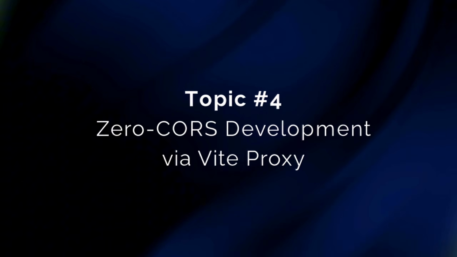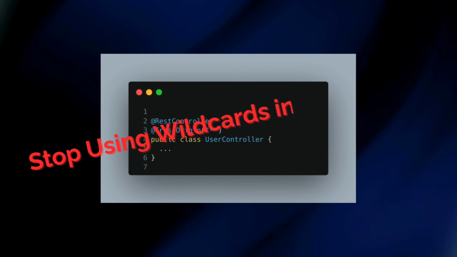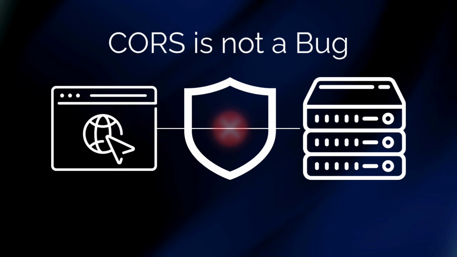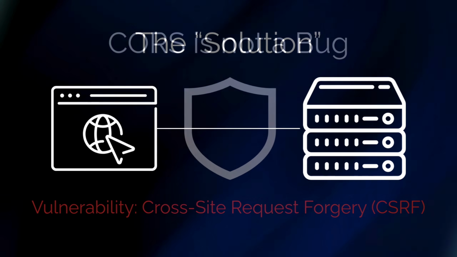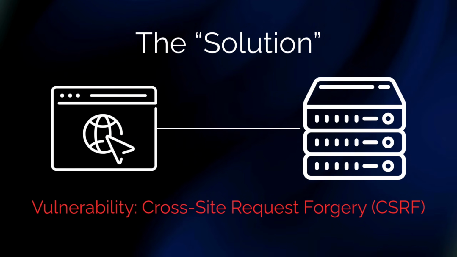If I see one more @CrossOrigin star in a production Spring Boot controller, I'm going to retire and start a code farm. Of course, it's not a bug, it's a security feature, but developers hate it because it breaks the local workflow. The solution is to manually disable the security globally, which eventually leaks into production.